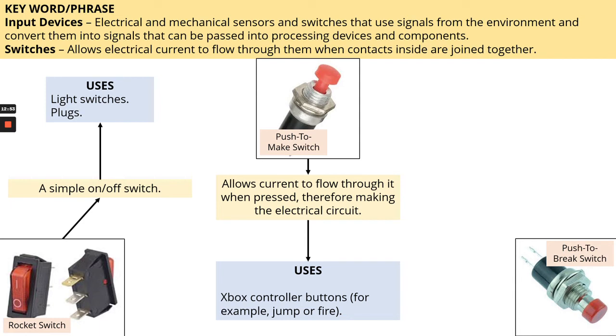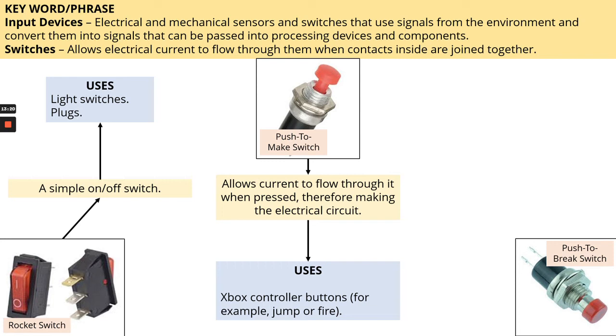So for example, when you're on the Xbox or PS5 playing whatever, Call of Duty, pressing the X to jump or shoot or fire, that is a push to make. As soon as you press it, it allows a small burst of electrical current to flow through the circuit, therefore telling your device, your games console, that you want your character to jump, and that happens super quick.